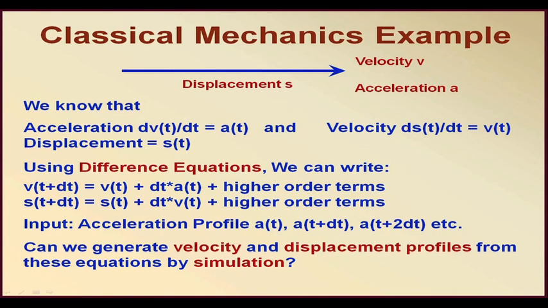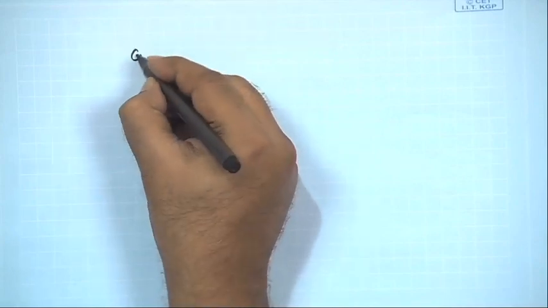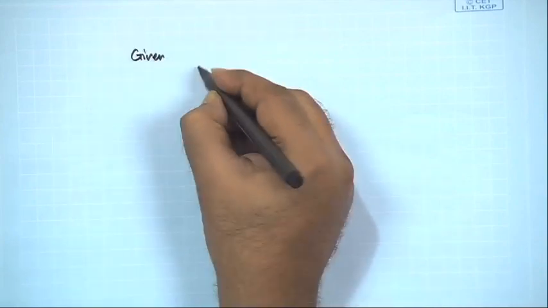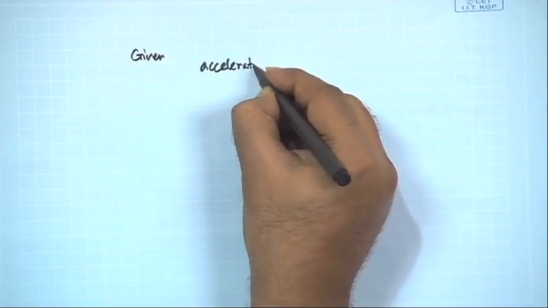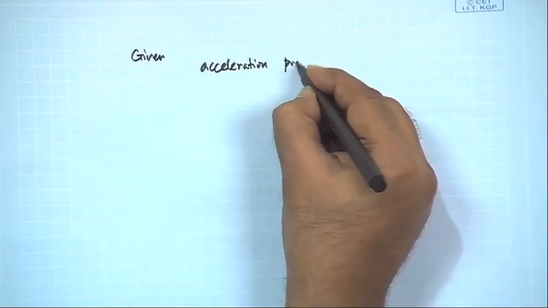So, basically the same thing has been written using Euler's form, and you can write the difference equations in this form. So, can we generate velocity and displacement profiles from these equations by simulation? How can you generate the velocity and displacement profile? Given an acceleration profile, so we have to have something, we have an acceleration profile.